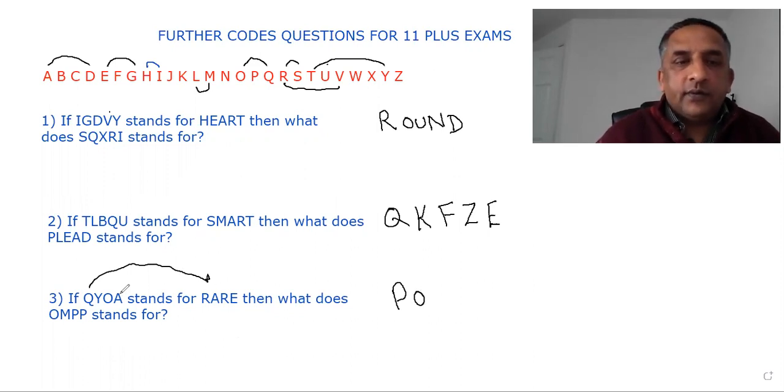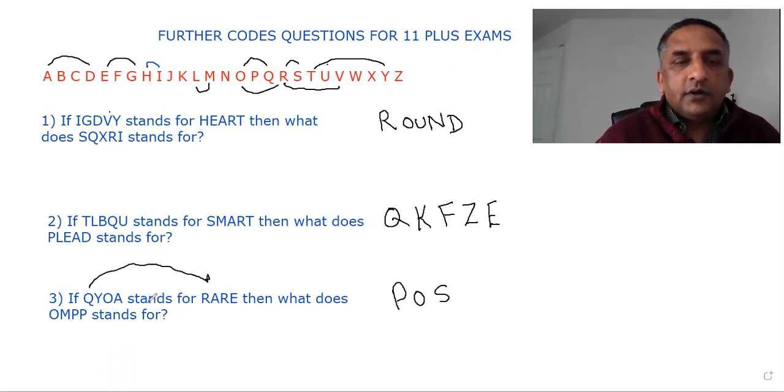Now for the third one, we'll see how they went from O to R. O is here and R is here in the alphabet. So it's one, two, three spaces forward. So what we do from P, we'll go three spaces forward. From P, three spaces forward. One, two, three is S. And the last letter is P.